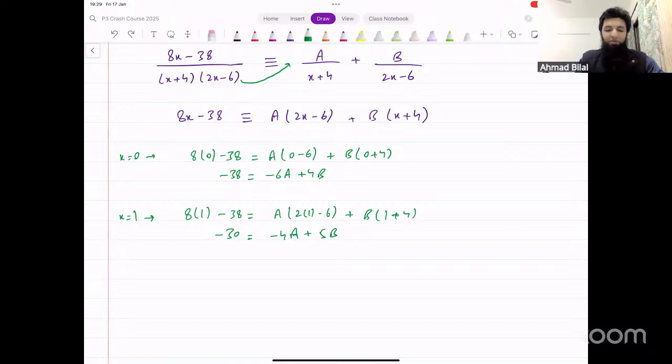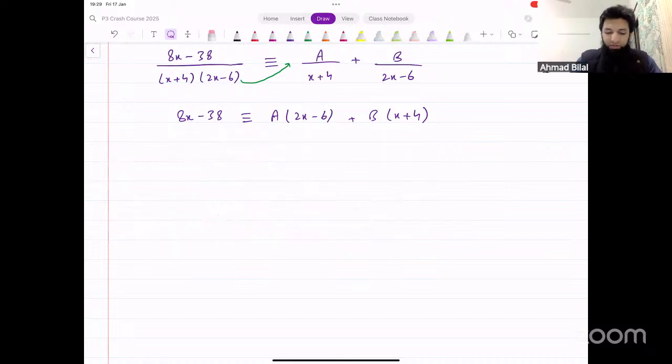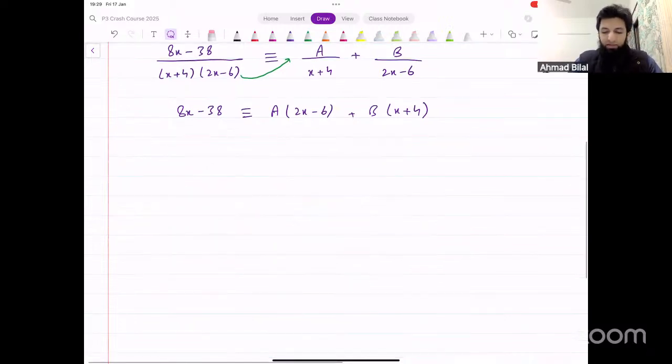Right now, we're just inputting random values, right? 0, 1. What if we are a bit smarter about the values that we're inputting so that we have to do less calculation? Since we can input any value of x, what we do is we input such a value of x that it eliminates either b or a. It eliminates one of those unknowns.